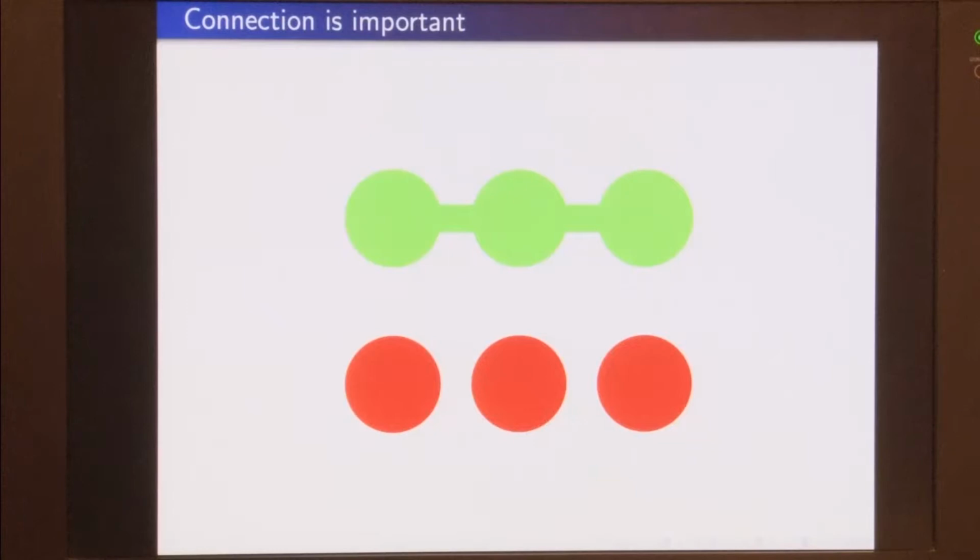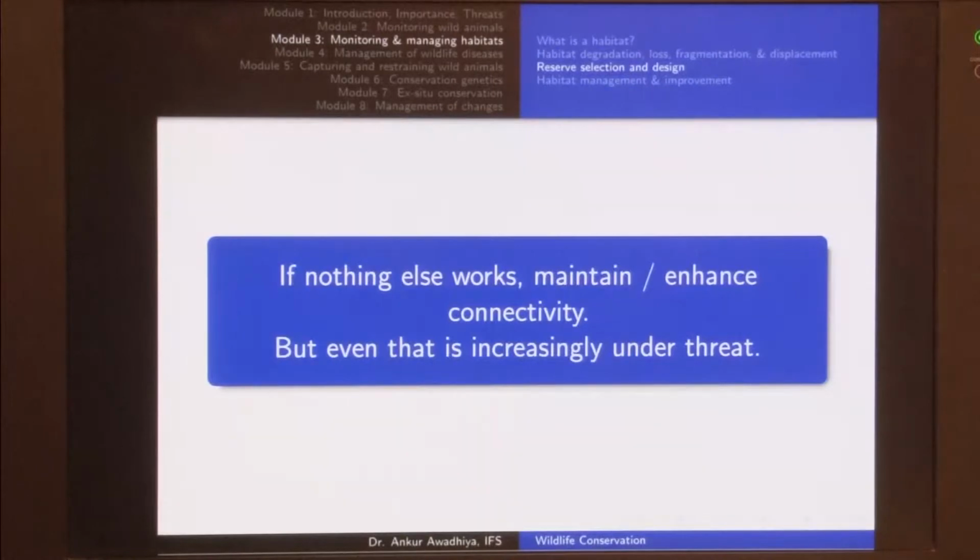Now, of all the factors that we have discussed, this factor of connection should be the easiest factor. Basically, if nothing else works, if we do not have much of an option of deciding where to have our reserve, we can at least maintain or enhance the connectivity between different reserves and between different parts of the same reserve. However, the sad situation is that even that is increasingly coming under threat.